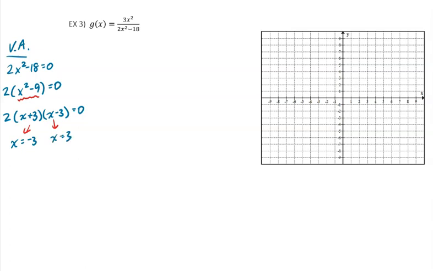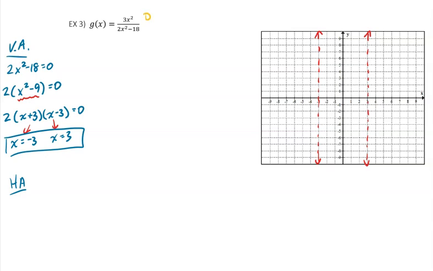So we have two different x-intercepts, negative 3, 0, and 3, 0. Sorry, not x-intercepts, vertical asymptotes at x equals negative 3 and x equals 3. So let's go ahead and put those on our graph. So x equals negative 3, x equals 3. And then let's move on to our horizontal asymptote.